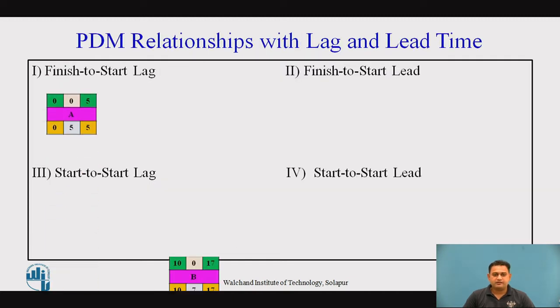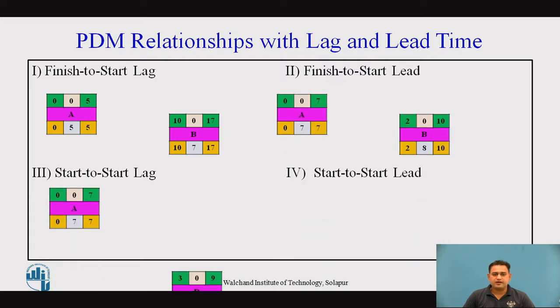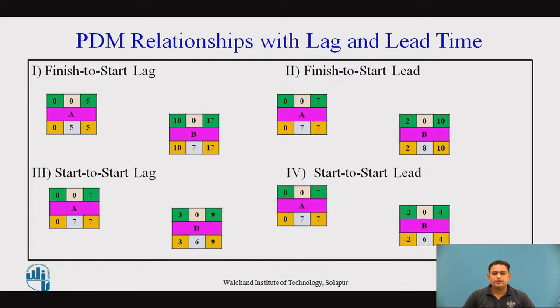This is activity A, this is activity B. Similarly for all the relationships. Now, the relationship between two activities A and B with finish to start lag is here. If you observe here, there is a relationship of finish to start with the lag of 5 days. So the earliest starting time of the activity A is 0. 0 plus 5, it's 5, that is, the earliest finishing time of activity A is now 5.